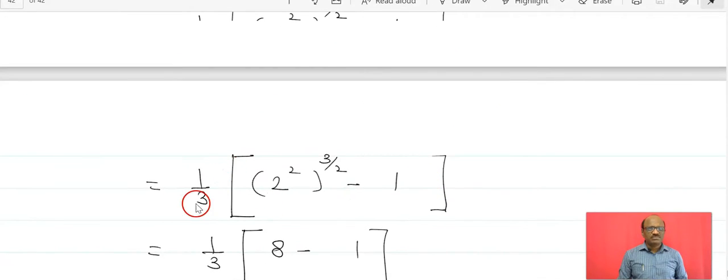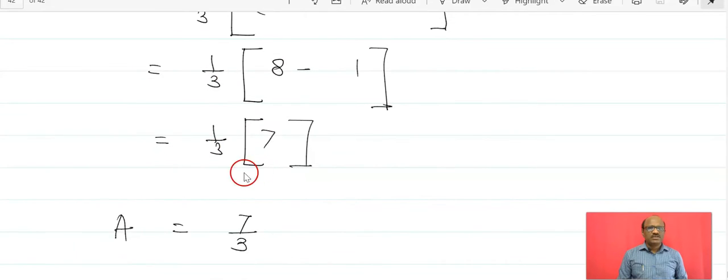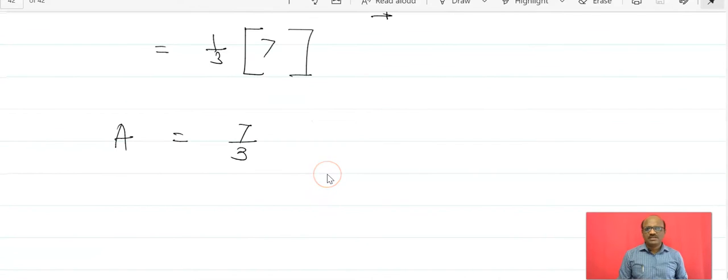Now see this here, 1 by 3 [2 raised to 2, bracket, raised to 3 by 2, minus 1]. This 2 gets cancelled, you will get 2 raised to 3. 2 raised to 3 means what? 8. 8 minus 1. And therefore 1 by 3, and here is a 7. That is equal to 7 upon 3, and this is the required area.